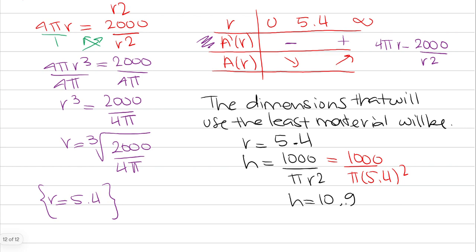and I'm going to get my height to be 10.9. Also don't forget, when you're dealing with pi, switch your calculator to radians. Okay, so this is going to be my final answer: r equals 5.4 and h equals 10.9.